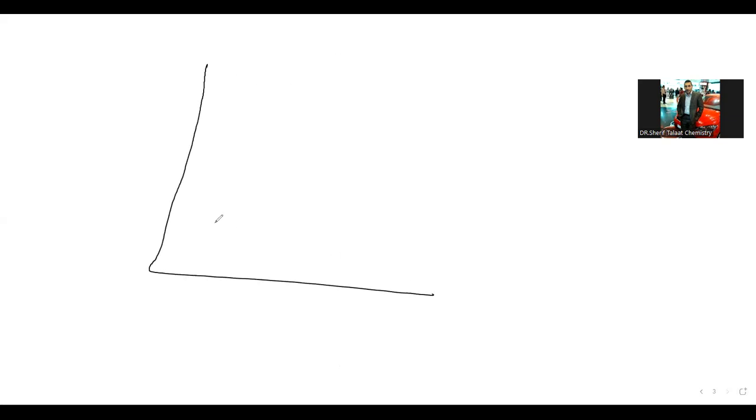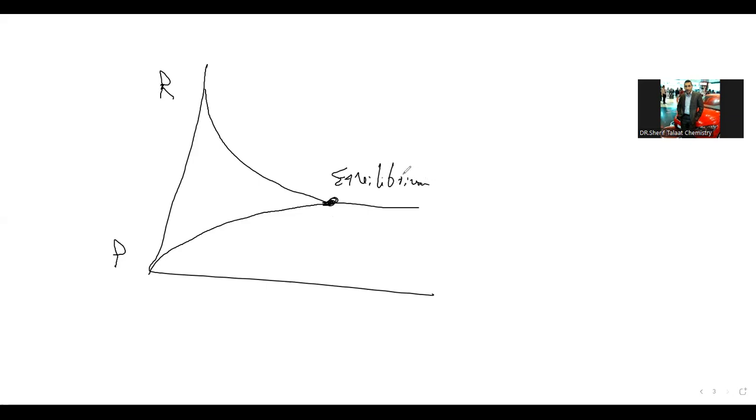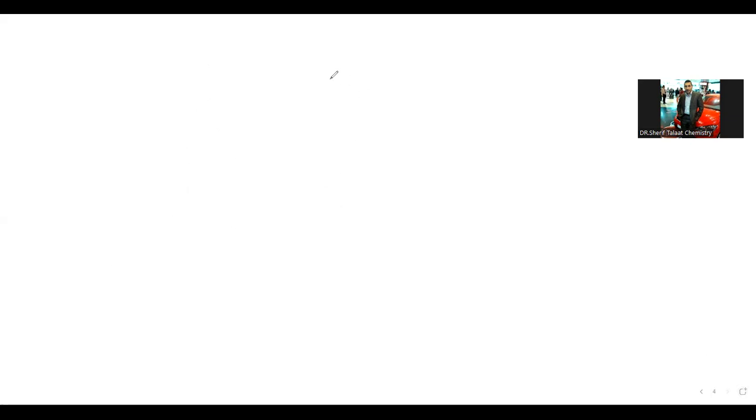In equilibrium, reactants decrease gradually and products increase gradually until they reach equilibrium. So we said equilibrium is when the rate of forward reaction equals the rate of backward reaction and the concentration of reactants and products doesn't change. And there are factors affecting equilibrium.